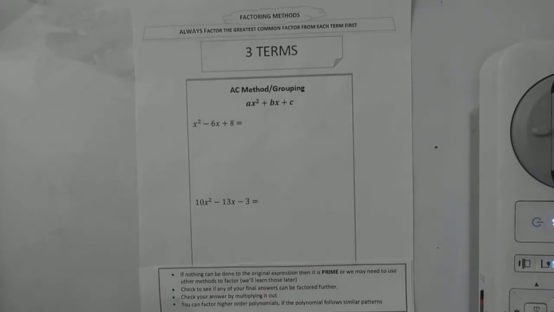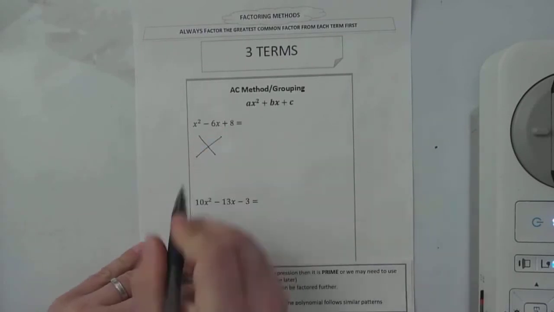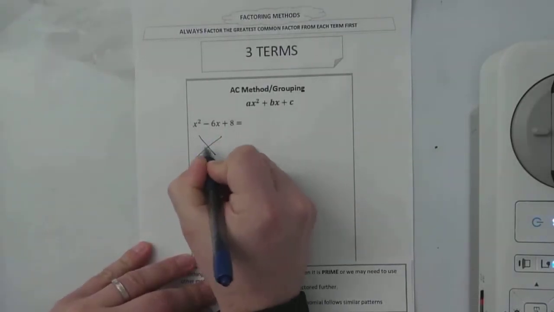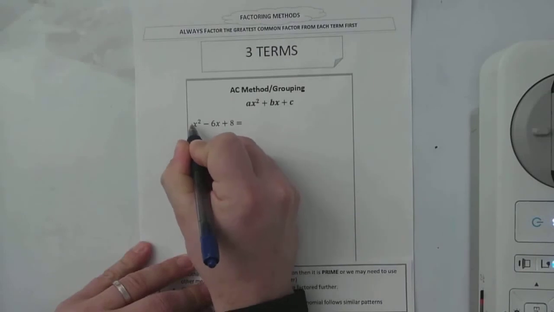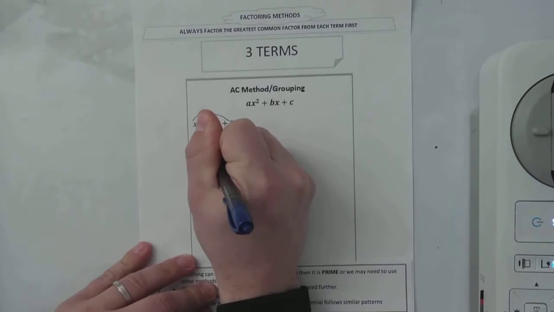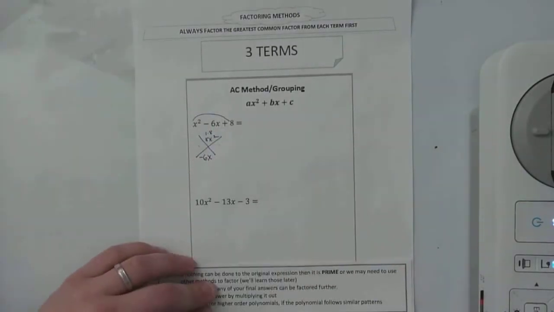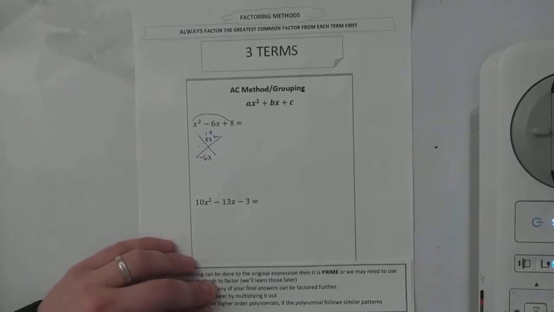AC method is your diamond problem. It's a way to visualize what two numbers we're going to look for that multiply to your A times your C. So in this case, it's 1 times 8. So I'm going to have 8x squared in the top, and my B value, my middle term at the bottom of my x.